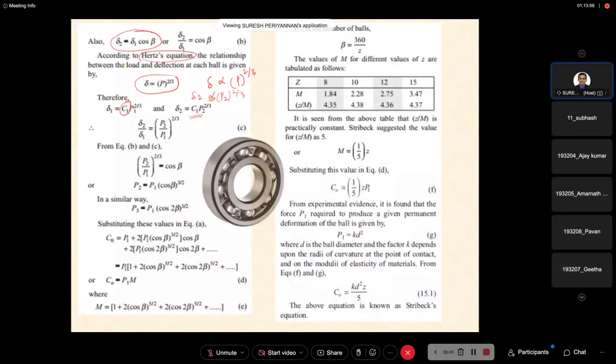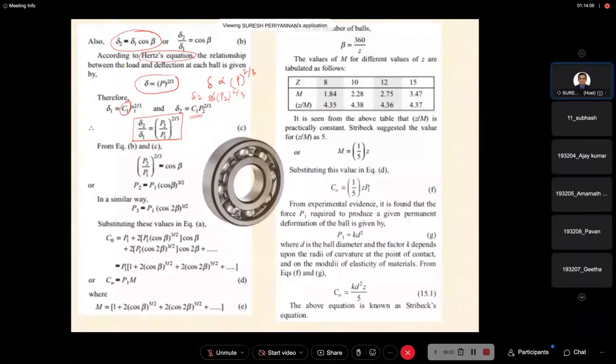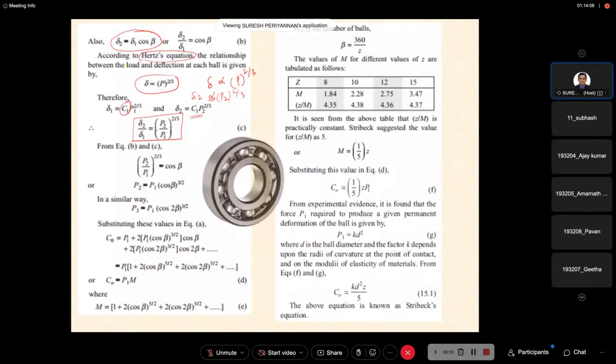Now from these relations I am able to find delta 2 by delta 1 is equal to P2 by P1 whole power 2 by 3. Now see here, this is equation B that we already discussed, based on our Hertz equation. Now simplify equations B and C.